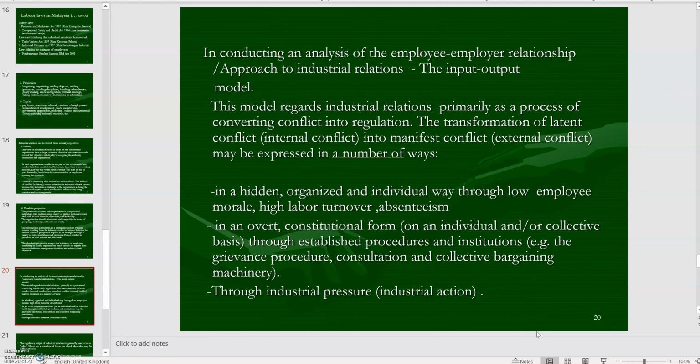Okay, also in an overt constitutional form, on an individual or collective basis, where they establish procedures and institutions, they have to go through the grievance procedure, consultation, and collective bargaining machinery. And another way is through industrial pressure, which is industrial action. These are all mechanisms allowed by law, which can be used by the combination of workers, that is the trade union, in order to achieve their objective.